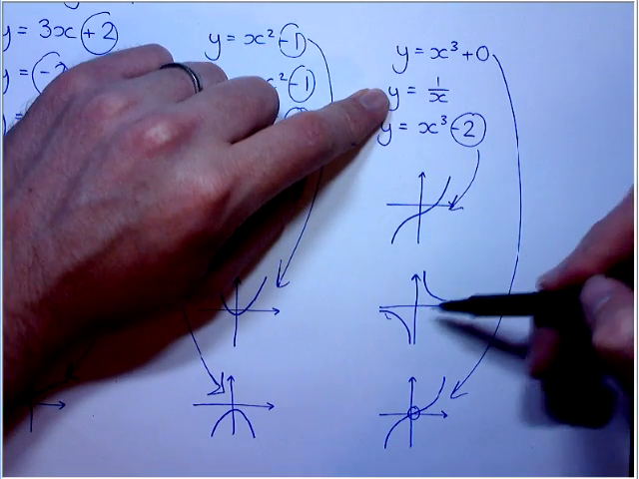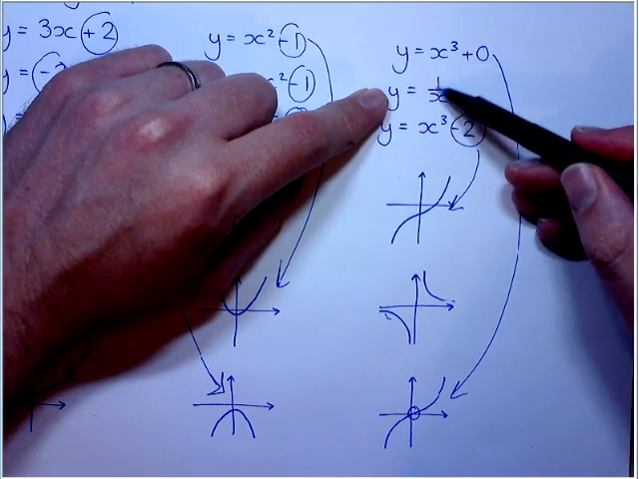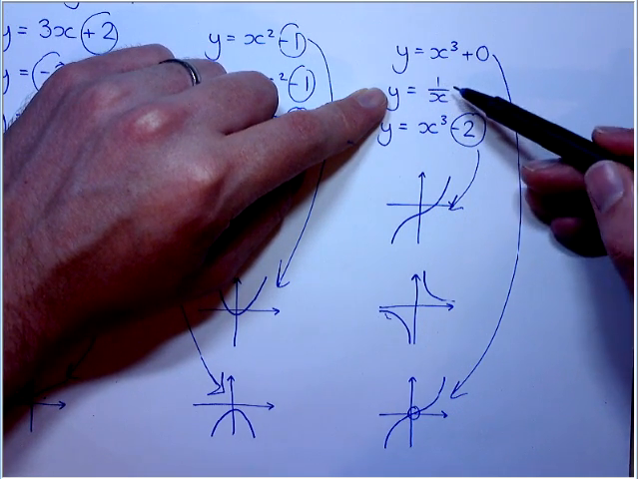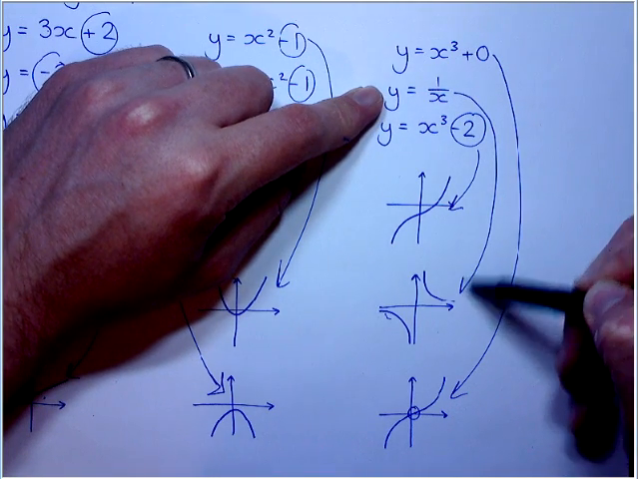And the crazy looking graph is when we have like an inverse of x, so 1 over x, or it could be 2 over x, 3 over x, something like that, but it will always look like this.